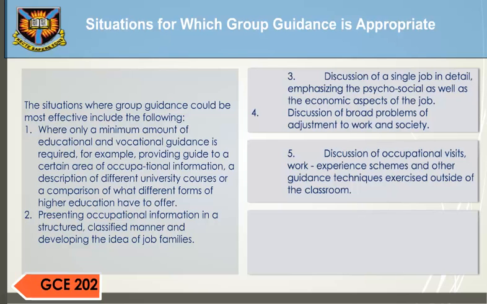1. Where only a minimum amount of educational and vocational guidance is required. For example, providing a guide to a certain area of occupational information, a description of different university courses, or a comparison of what different forms of higher education have to offer. 2. Presenting occupational information in a structured, classified manner and developing the idea of job families. 3. Discussion of a single job in detail, emphasizing the psychosocial as well as the economic aspects of the job.